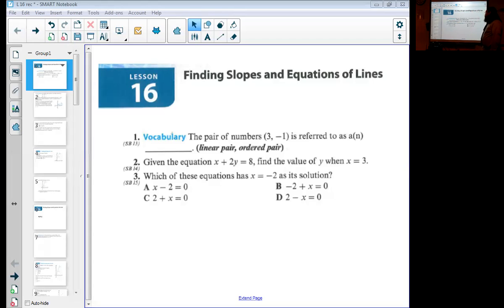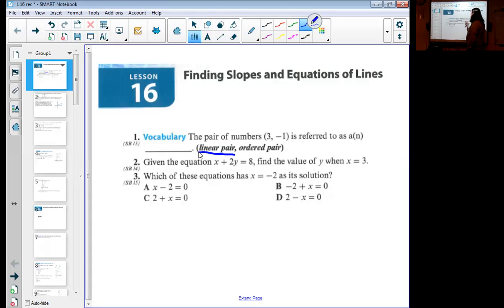The pair of numbers (3, -1) is referred to as a linear pair or ordered pair. If you look at these two things, linear pair means you have 2 points. So here we have just 1 point, so it can't be a linear pair. That means we have an ordered pair.